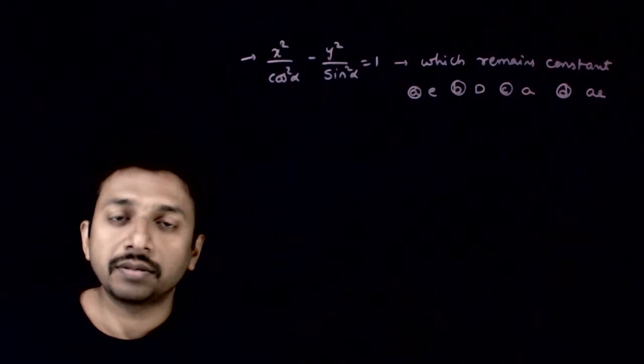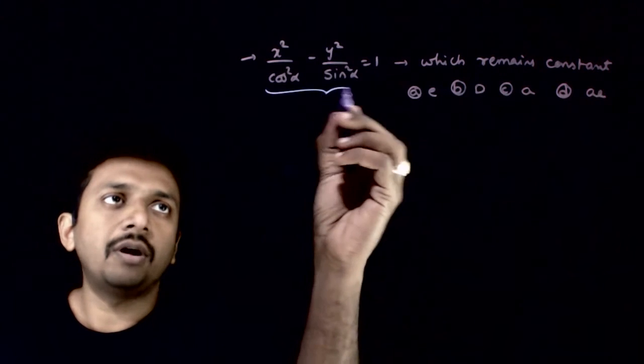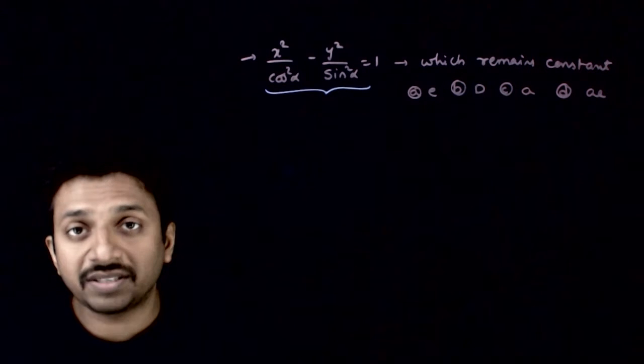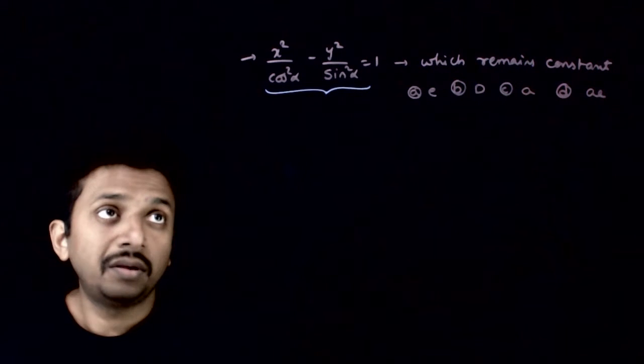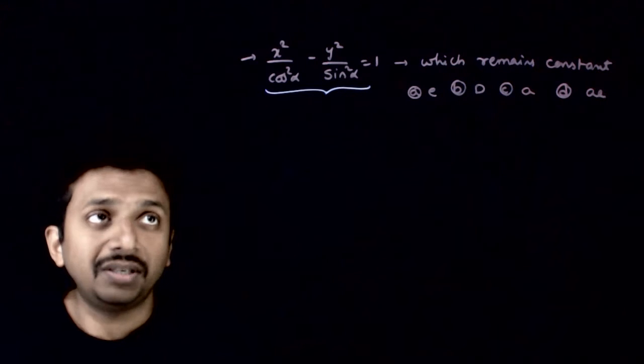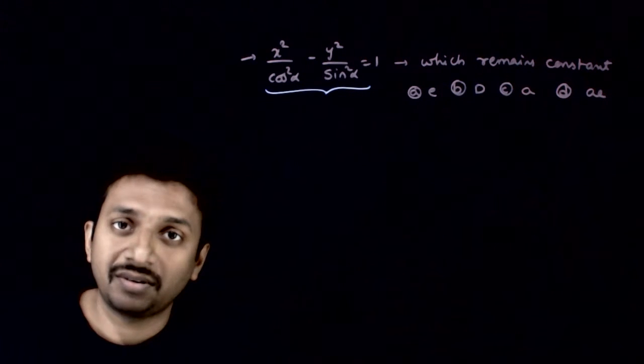So welcome students. In this question you're given the equation of a hyperbola x square by cos square alpha minus y square by sin square alpha is equal to 1. You're asked to find which property of this hyperbola remains constant as alpha changes.